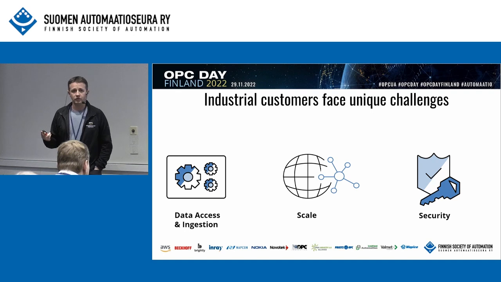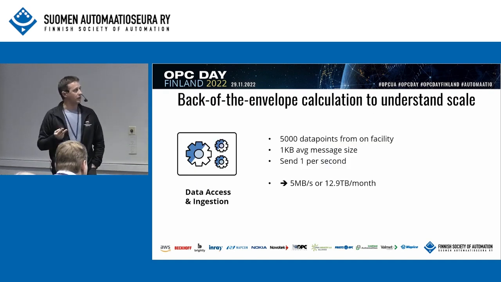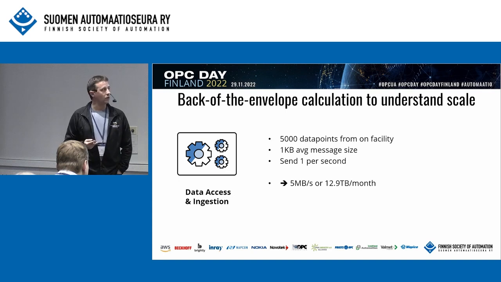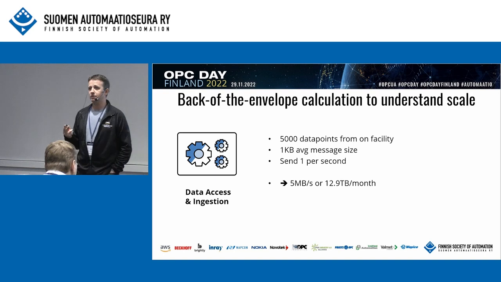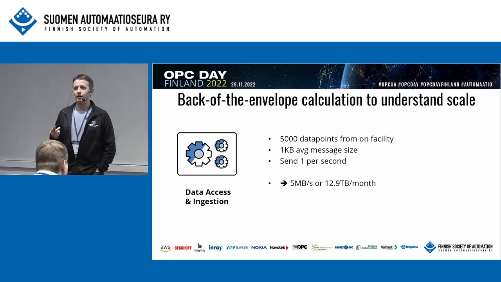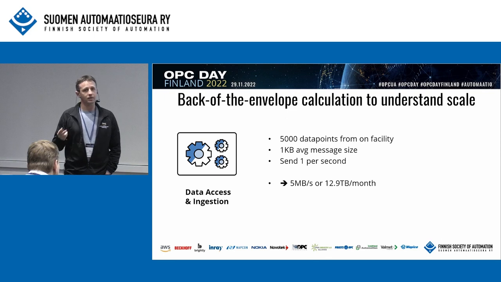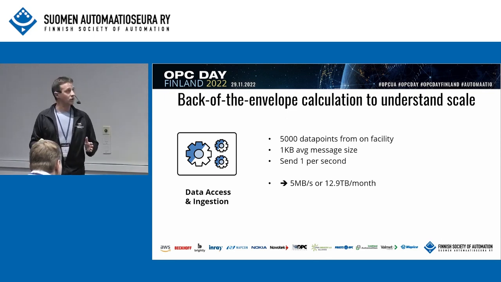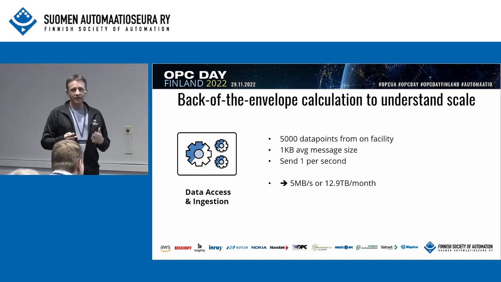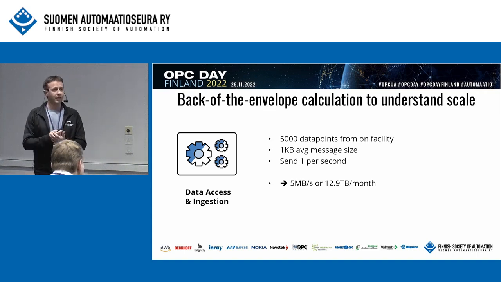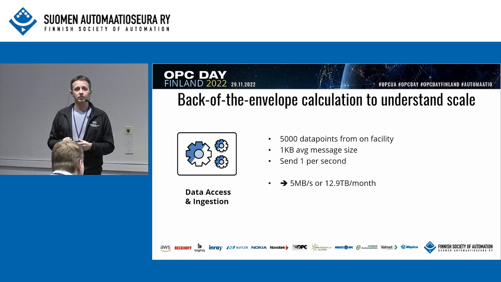Of course, this poses challenges. Just a small example: if you send data once a second and you have 5,000 data points, this is 5 megabytes per second. It's 12 terabytes per month of data. If you talk to a database administrator and say, give me a database that will grow by 12 terabytes per month, he will not be happy. So there are also challenges about this. We need a solution where you can decide flexibly what data to send up, and maybe also dynamically change the behavior and the frequency.